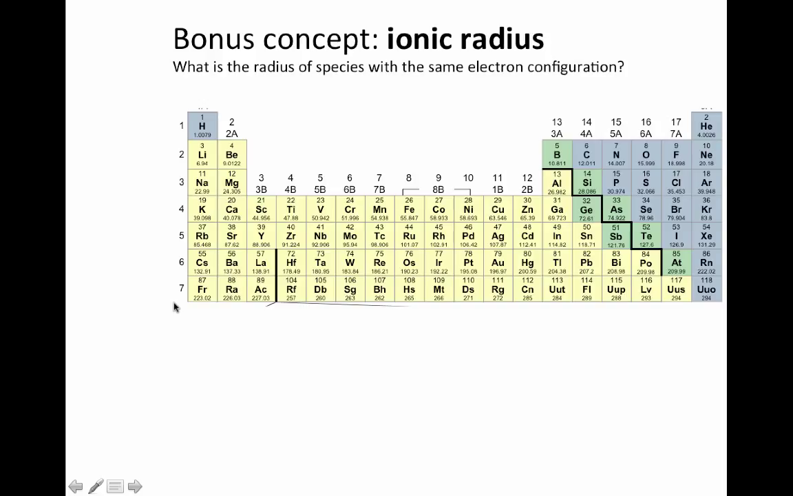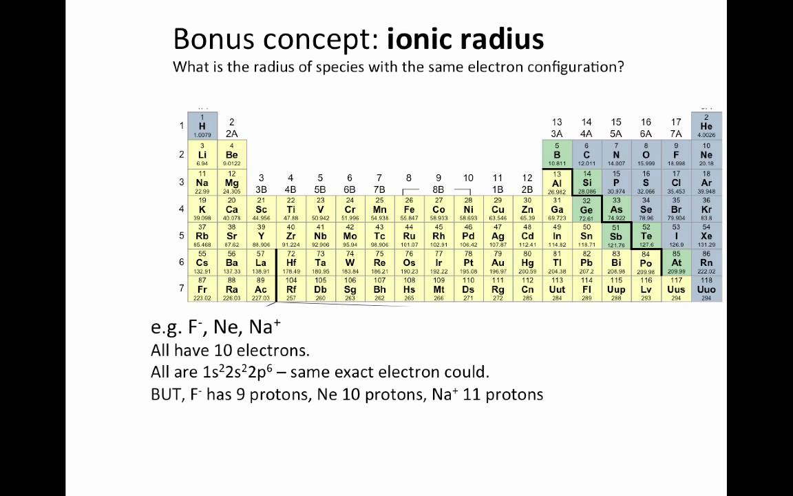All right, bonus concept for you. This is not a trend so much, but it's related to the trends, so we talk about it here. Ionic radius. What is the radius of a species with the same electron configuration? So let me explain what I'm talking about with an example. Here we have F minus, Ne neutral, and Na plus.